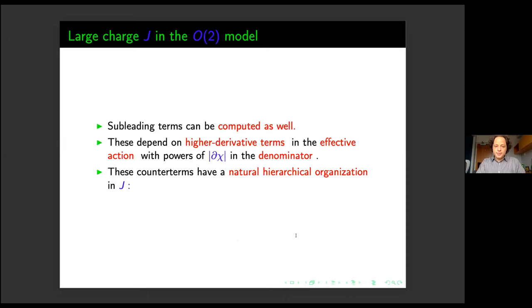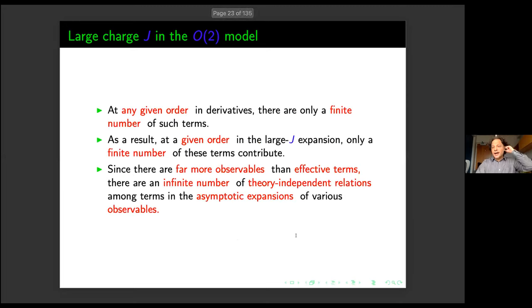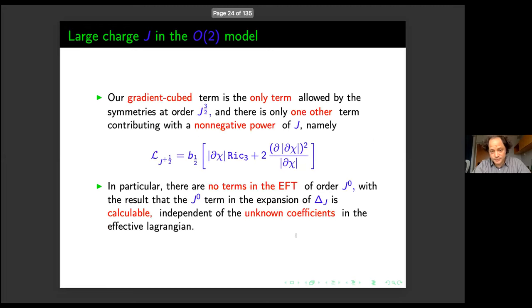Now, subleading terms can also be computed, and these depend on the higher derivative terms in the effective action with powers of absolute value grad chi in the denominator. Those counter terms have a natural hierarchical organization in J. At any given order in derivatives, there are only a finite number of such terms, and they're fairly sparse at low orders. So at a given order in the large J expansion, only a finite number of these terms contribute. And since there are far more observables than there are effective terms, there is an infinite number of theory-independent relations among terms in the asymptotic expansions of various observables.